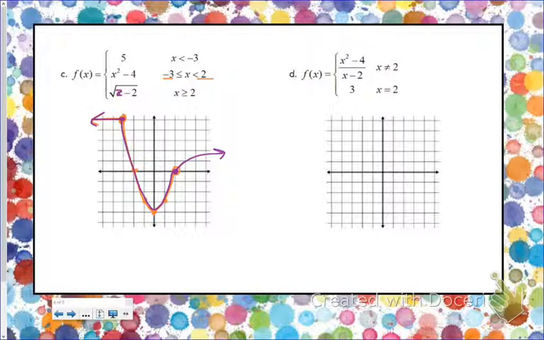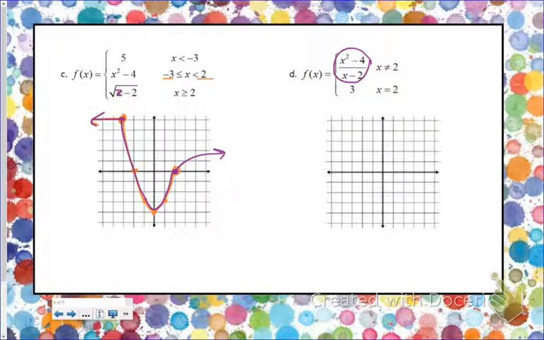The last piecewise function we're going to look at is a little bit different because it doesn't have less than or greater than symbols. It has equal and not equal symbols. So what this one means, it says it is going to be this function when x is not equal to 2. That is every single place on my graph except for one spot. So the first thing we're going to do is look and see what that graph looks like.